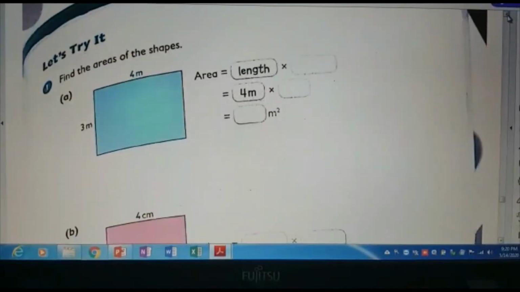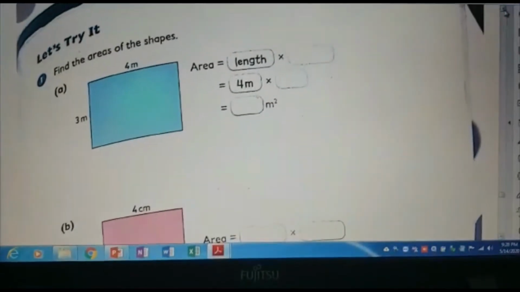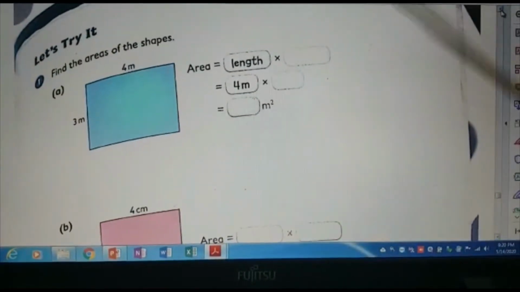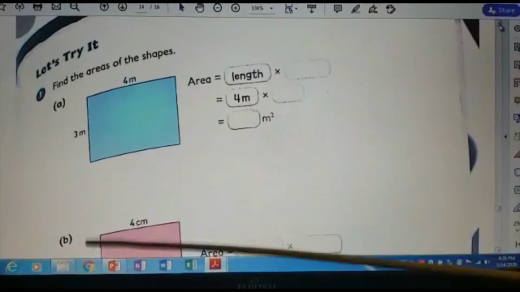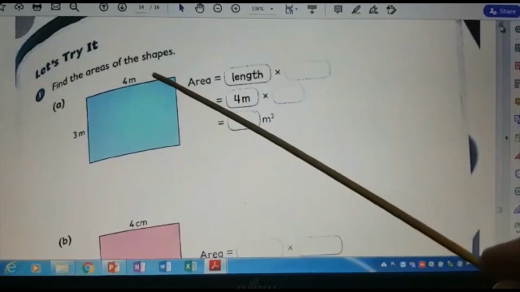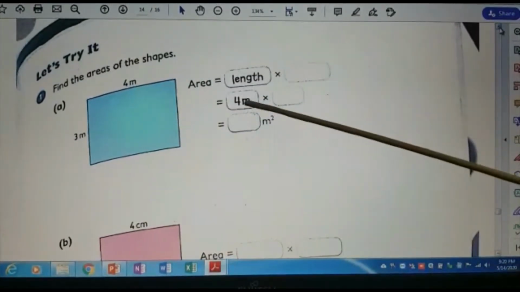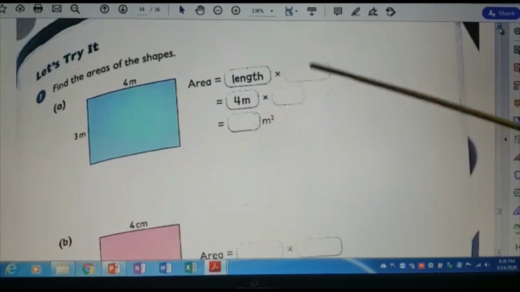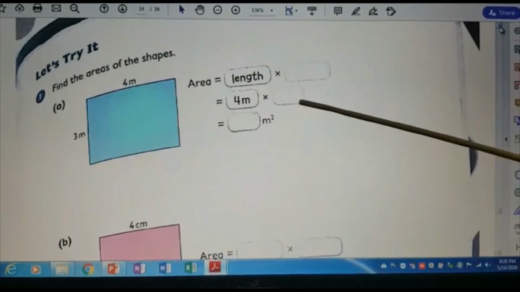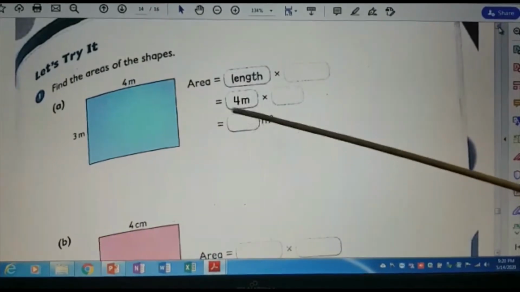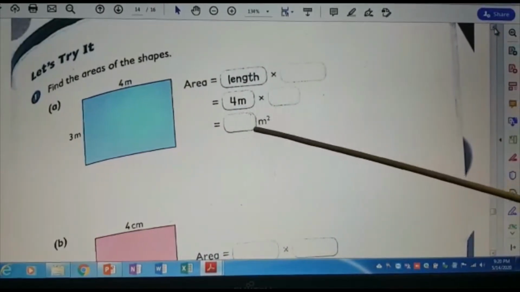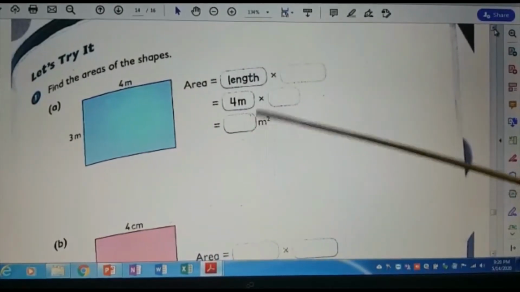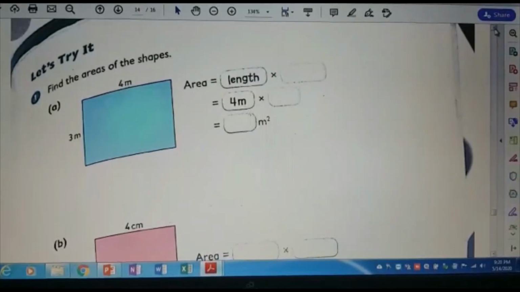The first portion is very easy for you, just to find the area and perimeter. So in this figure, what figure is this? We know it's a rectangle, because the length is different, width is different. So what is area? It is length times width. So it is 4 times 3. What is 4 times 3? It is 12. Here the unit is given. Normally the unit will not be given. You need to write. It is in meters, so we need to write meter square.